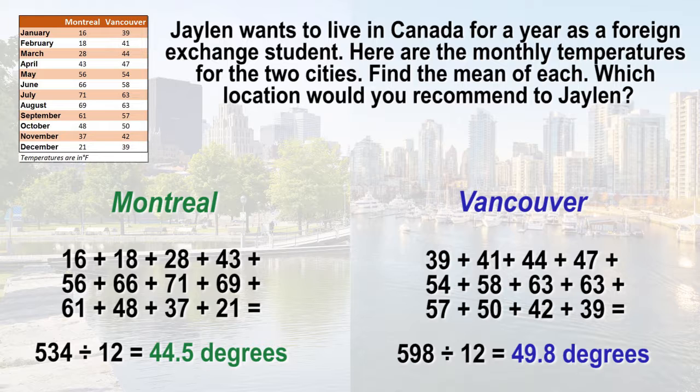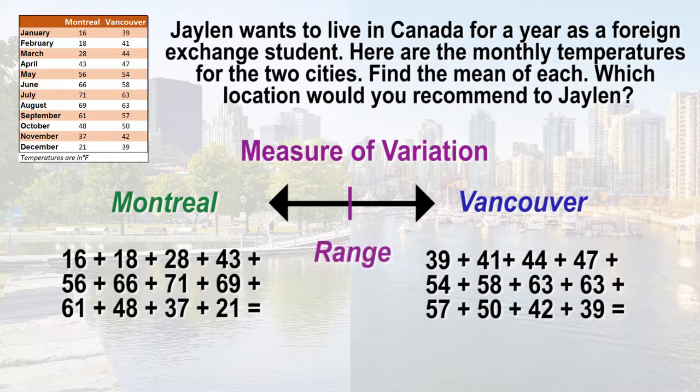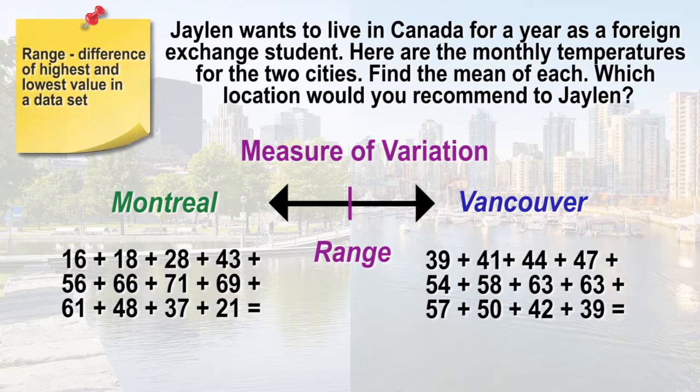However, just finding the mean does not give us the full picture of the temperatures in these two cities. The distance between the data can be a factor when interpreting data sets. This is referred to as the measure of variation. The measure of variation measures how spread out the data is. One measure of variation is range. The range is the difference of the highest and lowest value in a data set.